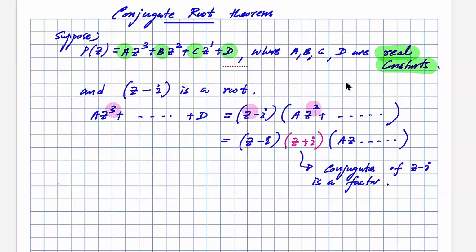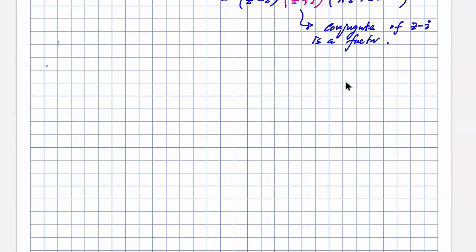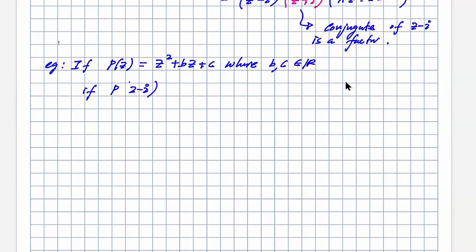Okay. Let's do an example here. If P(z) is equal to z to the power 2 plus B z plus c, where B, c are real, if P(2 minus i) is equal to 0, find B and C. Okay. Go.